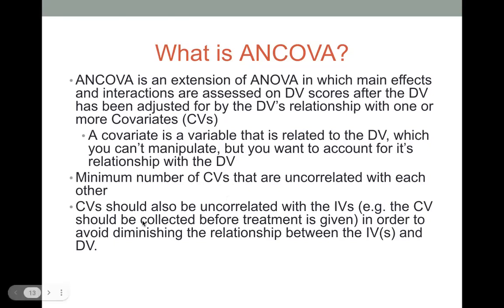For example, the CV should be collected before the treatment is given, in order to avoid diminishing the relationship between the IVs and the DVs. I hope this is very clear from the way I'm reading it here. So first of all, you collect the covariate before you apply the treatment. The CV should be uncorrelated with the IVs, yes. And then it should be collected before the treatment is given.